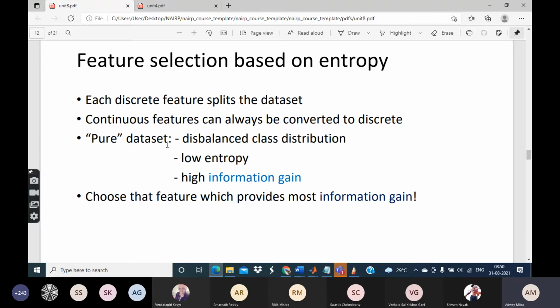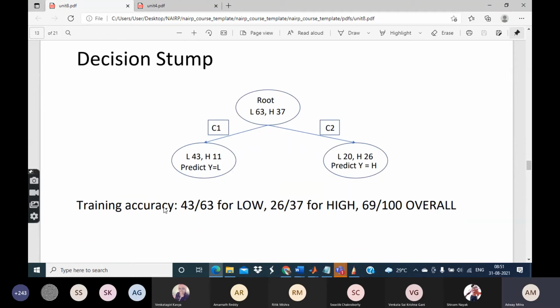But I want a pure data set which has a disbalanced class distribution and hence a low entropy, and hence it provides me high information gain with respect to the original data set. So we can choose that feature which provides the highest information gain. This is what we call a decision stump.